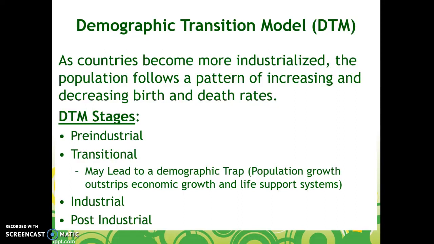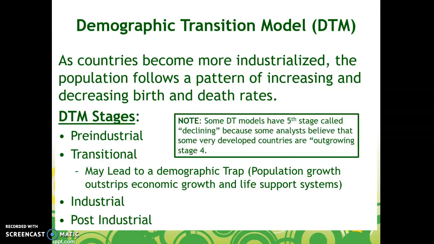So there are stages to your DTM. The first is the pre-industrial stage. Then we have a transitional stage. Some analysts believe that during the transitional stage, you could reach a demographic trap where population growth outstrips economic growth and life support systems, and you can't get out of that transitional phase. There's the industrial and the post-industrial stage. Depending on what model you're looking at, some of them might have a fifth stage called the declining stage, because analysts now believe that some very developed countries are outgrowing stage 4.